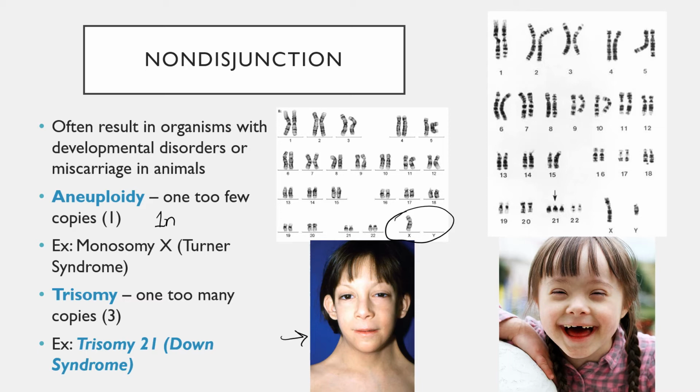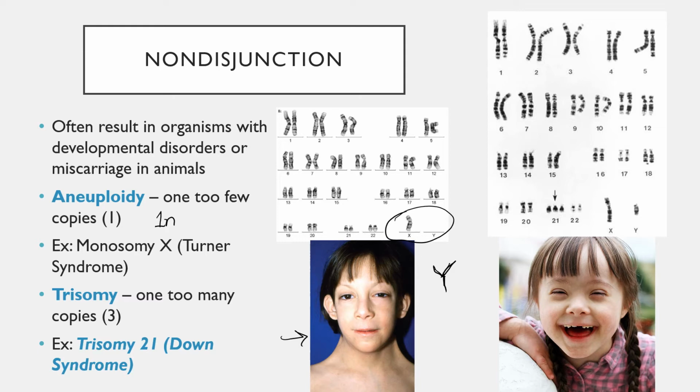You don't often see monosomy Y because there are genes on the X chromosome that are required for life. You cannot live without at least one X chromosome, but you can live without Y chromosomes.